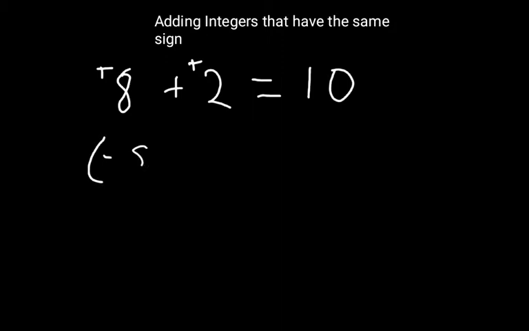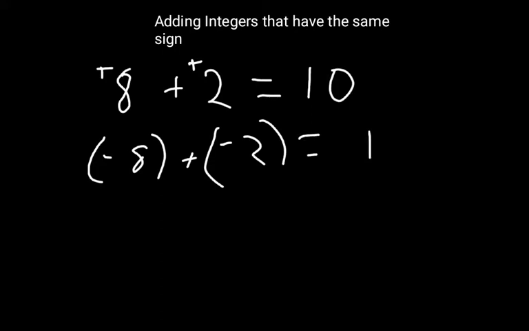Probably one of the simplest of the 4 things we're going to do in this lesson is adding integers that have the same sign. So let's take a look at positive 8 plus positive 2. You don't have to put the positive sign, but you can put it in here if you want to. But when there's no sign there, you assume it's positive. This is what you've been doing for a lifetime. That's just positive 10.